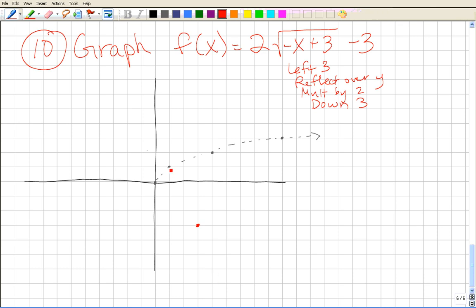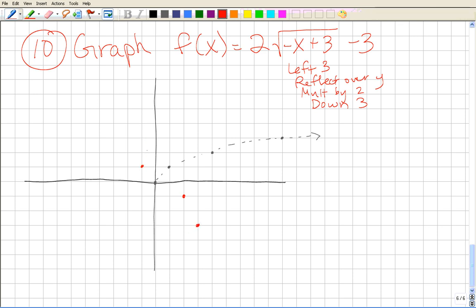All right, so let's do the next one. Here we were at 1, 1, so we'll go to the left 3, reflect over the y, multiply that y value by 2, and then go down 1, 2, 3. Then we have 4, 2, so go to the left 1, 2, 3, reflect over the y, multiply that by 2, then go down 1, 2. Whoops, I got lost. Let's try that again. Go to the left 1, 2, 3, reflect it over the y, multiply it by 2, then go down 1, 2, 3. There we go.